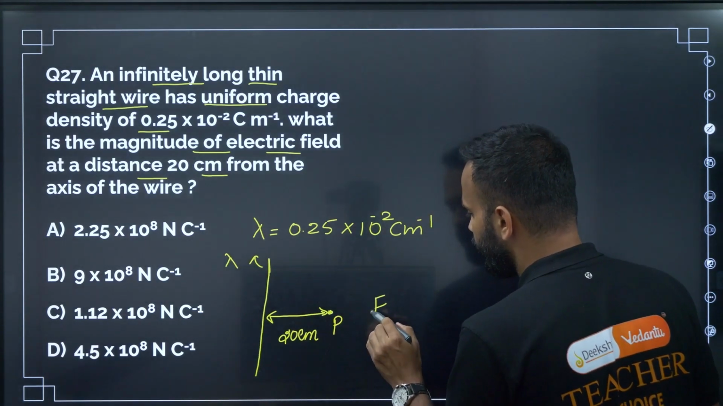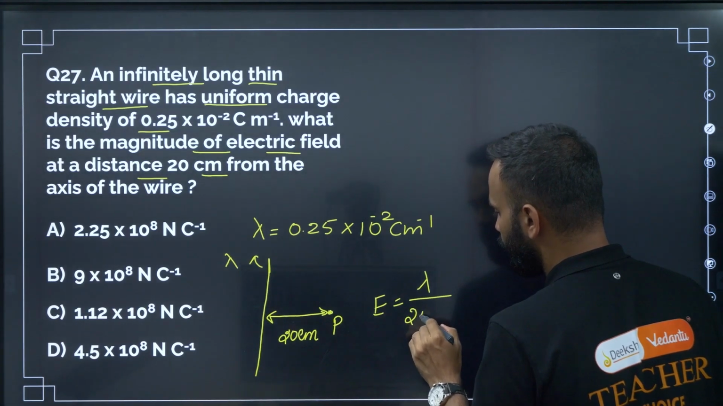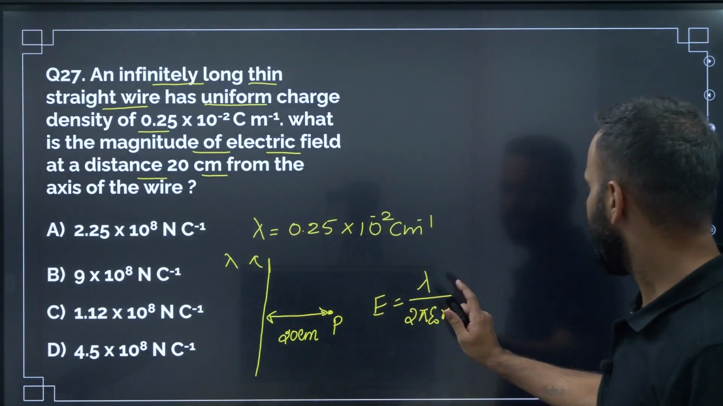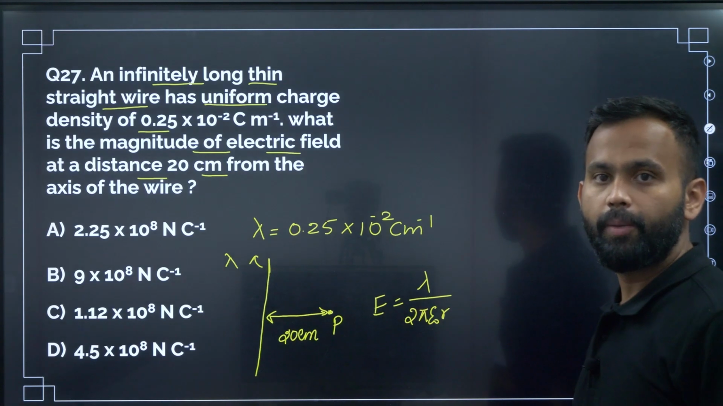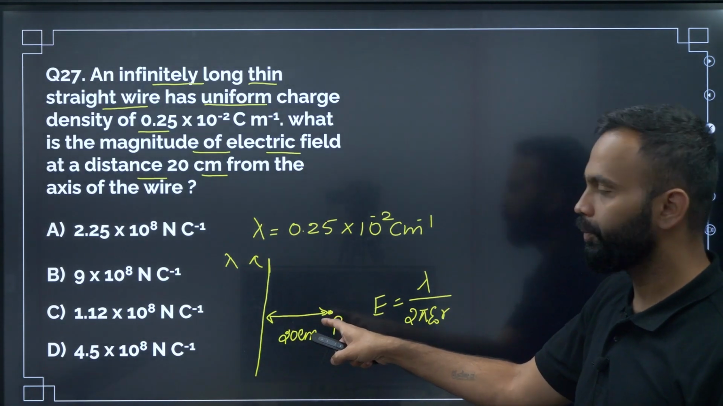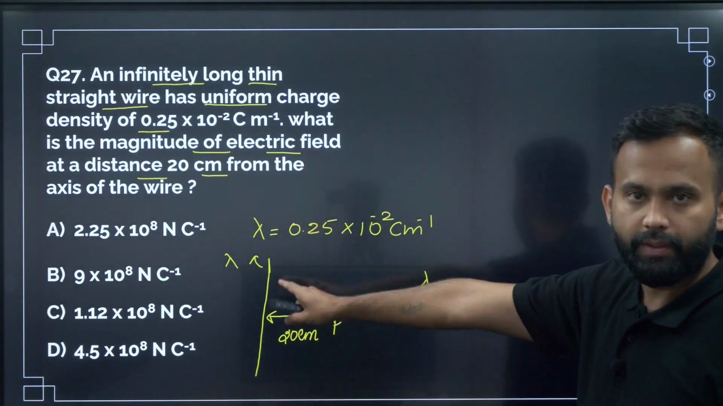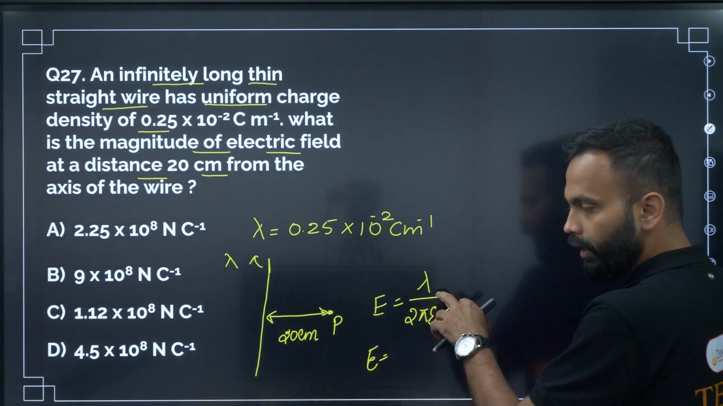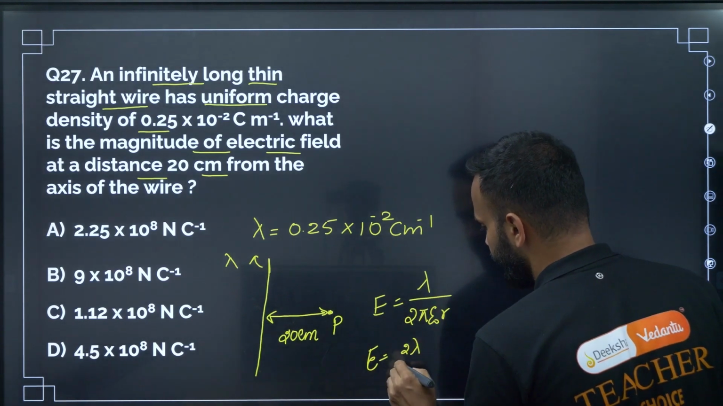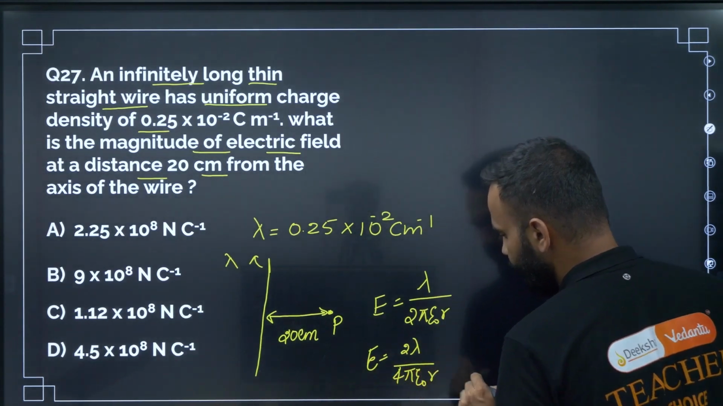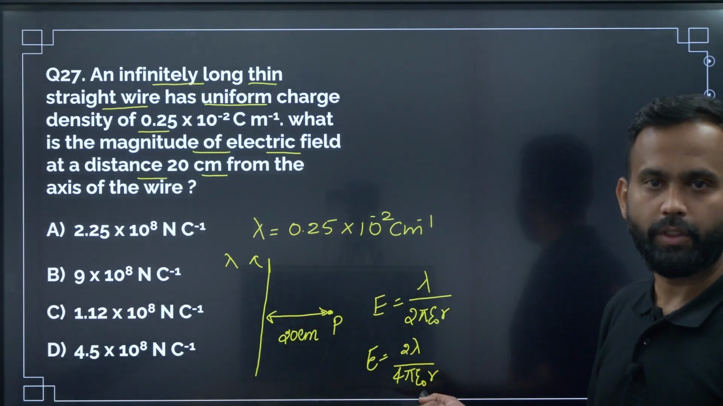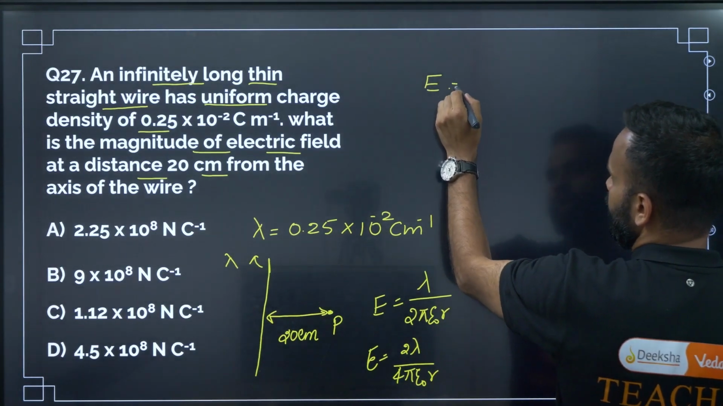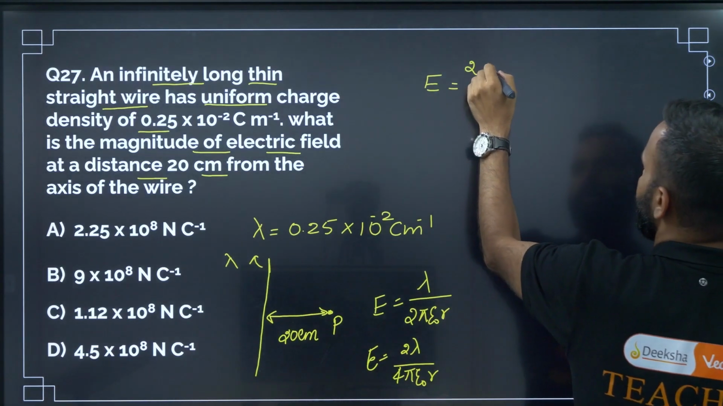The electric field at point P is E equal to lambda divided by 2 pi epsilon naught r, right? The electric field at point P due to a uniformly charged wire is lambda divided by 2 pi epsilon naught r. Epsilon naught is permittivity of free space. r is the distance between the point P where we need to find the electric field and the axis of the wire. So here E is equal to, now multiply and divide by 2, so this will be 2 lambda divided by 4 pi epsilon naught r. Now 1 by 4 pi epsilon naught is 9 into 10 to the power 9, right? Now substitute the values of lambda and r. That's it.